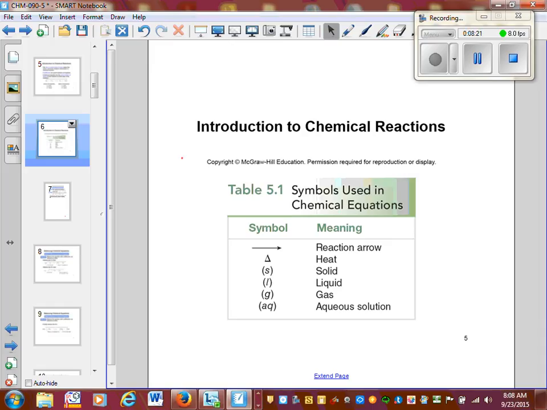If I say in a recipe, or you have NaCl solid, that means you get your box of Morton salt and you add solid salt to it. If I say NaCl aqueous, that means the salt is dissolved in water, and you're going to add a salt solution.